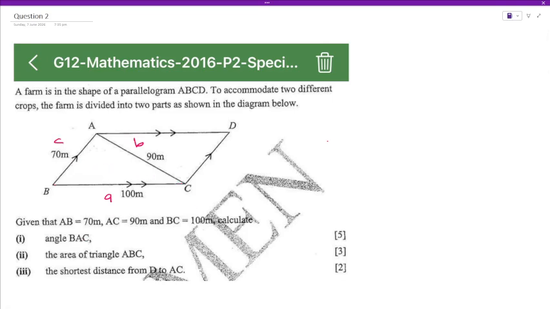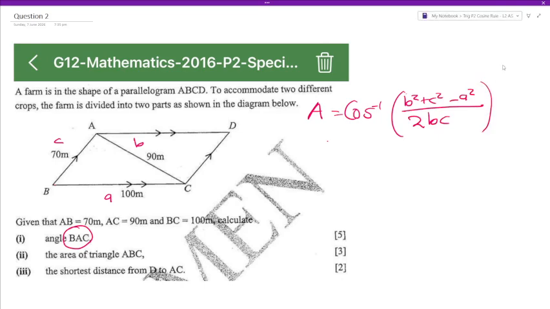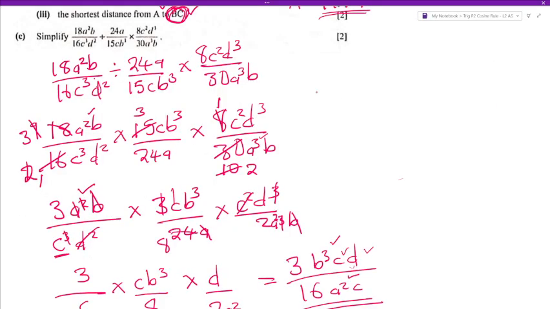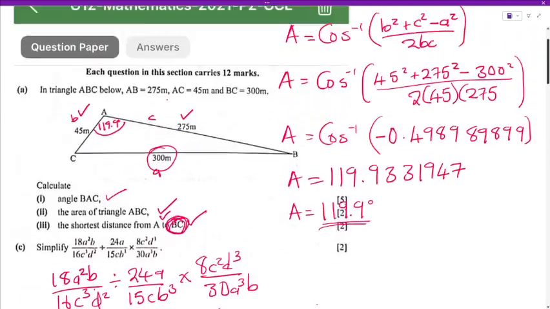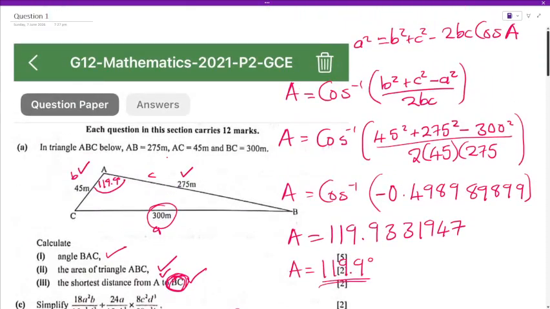So what are we finding? We're finding angle BAC. So it's the same formula like the previous one. A is going to be equal to cos inverse, let's see if I remember it, of b squared plus c squared minus a squared, everything over 2bc. Yeah, that should be correct. That should be what we did in the first one. b squared plus c squared minus a squared over 2bc, correct?